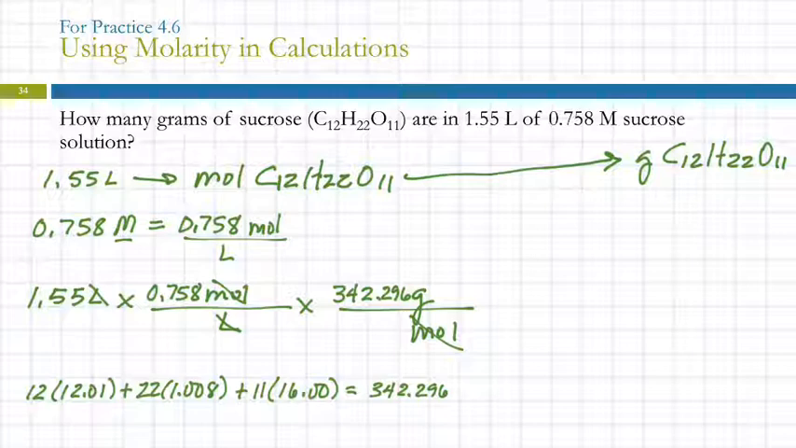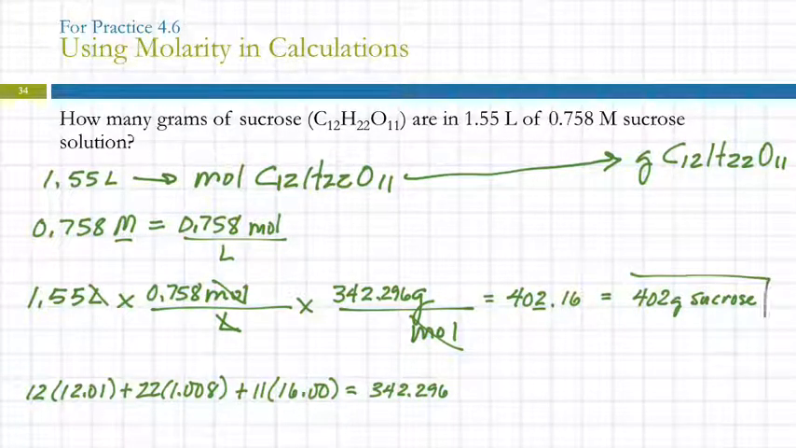So I've got 1.55 times 0.758 times 342.296 equals. My starting number had 3 significant figures. My molarity had 3 significant figures. This had at least 3, and so I'm going to have 3 sig figs in my answer. 402.16, which I will round to 402 grams of sucrose. Any questions?